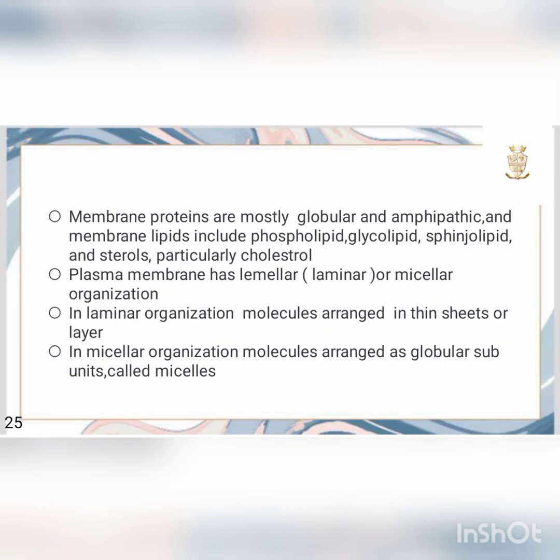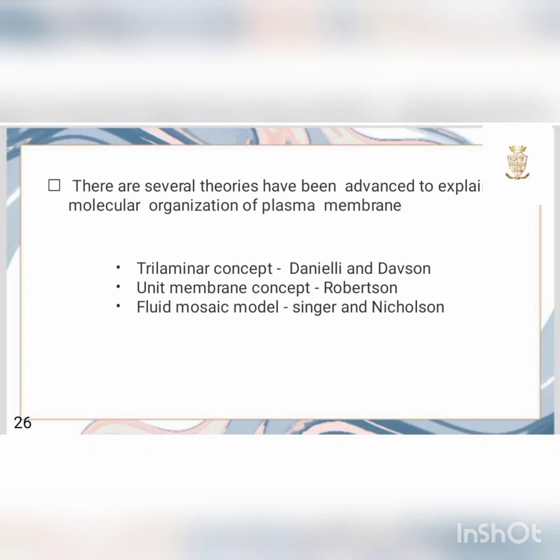Plasma membrane has a lamellar or micellar organization. In lamellar organization, the molecules are arranged in thin sheets or layers. But in micellar organization, they are arranged as globular subunits called micelles. Several theories have been advanced to explain the molecular organization of plasma membrane. They are the trilamellar concept of Danielli and Davson, unit membrane concept of Robertson, and fluid mosaic model of Singer and Nicholson.